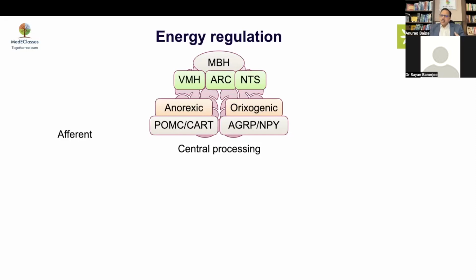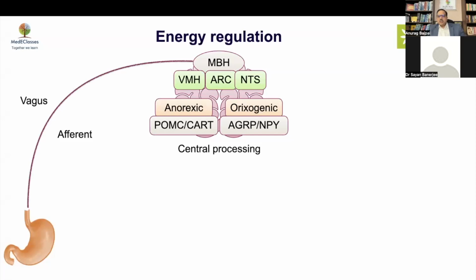Now, how does the body know that the energy levels are high? The signals start right at the time when you're eating. When there is distension of the abdomen, the vagus nerve will be stimulated, and that will suppress appetite. In situations where the stomach is not distended, the stomach sends a signal called ghrelin, which will then drive the intake of food. And once the food intake comes in, there will of course be distension, and the ghrelin levels will go down.